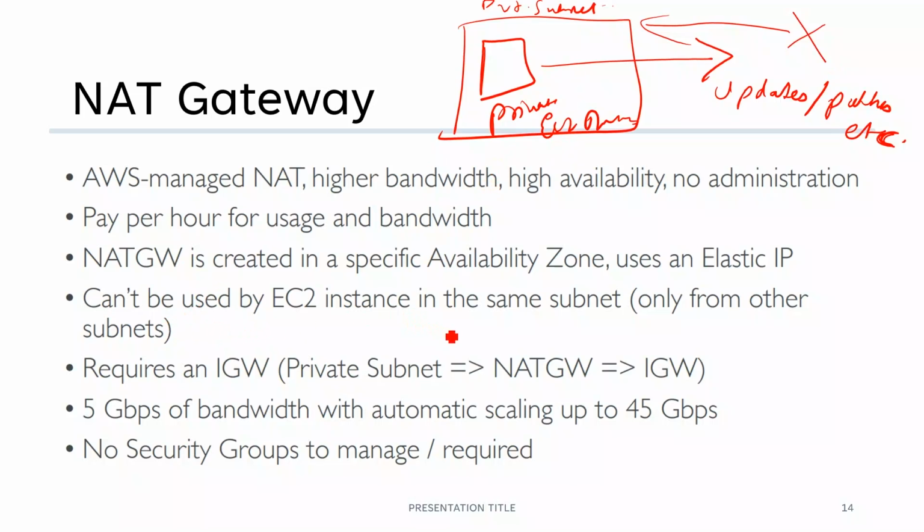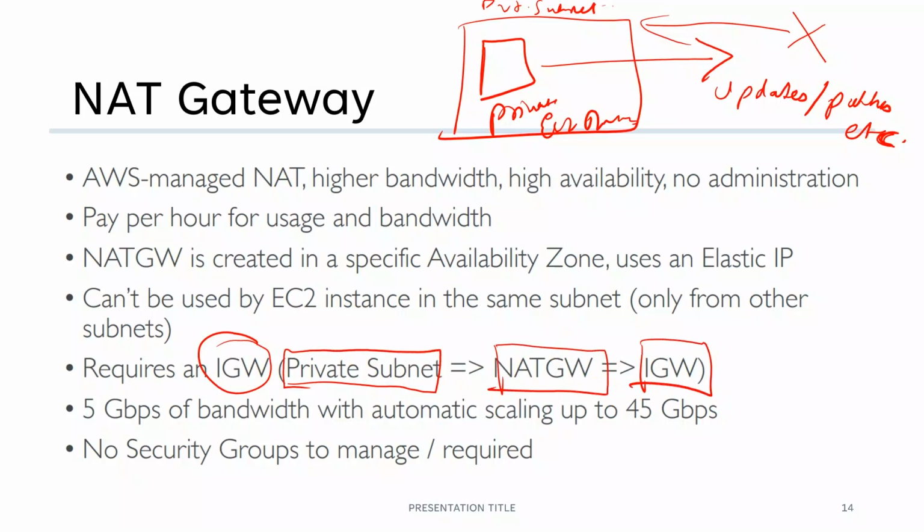It can't be used by an EC2 instance in the same subnet, only from other subnets, and it basically requires an internet gateway. So what will happen? The instances from your private subnet will communicate with your NAT gateway. The NAT gateway will in turn communicate with your internet gateway. So it's kind of this relation. The instance will know that I have a NAT gateway established over here. So if I want to, for example, pull in an update from the outside world, I'm going to communicate with the NAT gateway, and the NAT gateway will in turn communicate with the internet gateway, which is already there in our VPC.